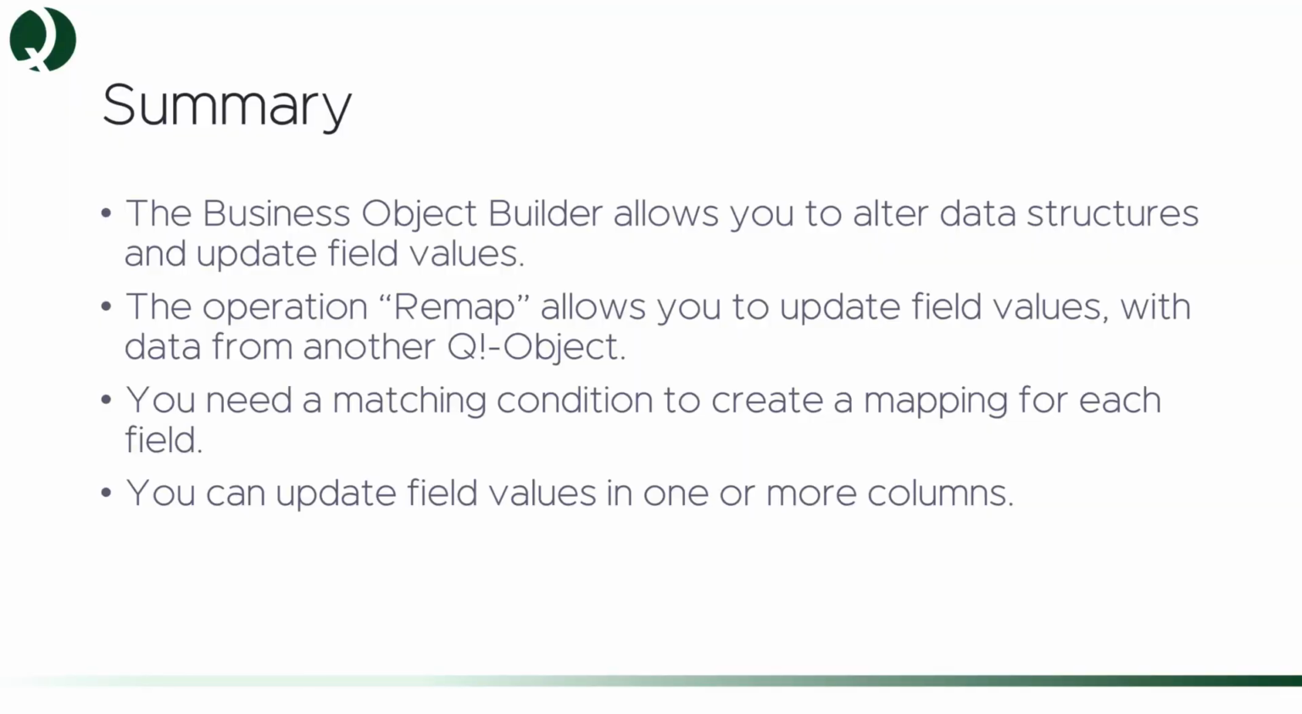Let's summarize what we have learned so far. The Business Object Builder allows you to alter data structures and to update field values. With the operation remap, you can update field values with data from another Q object. A requirement to update data successfully is to create a unique mapping. Data that does not have a mapping will not be touched by the remap process.